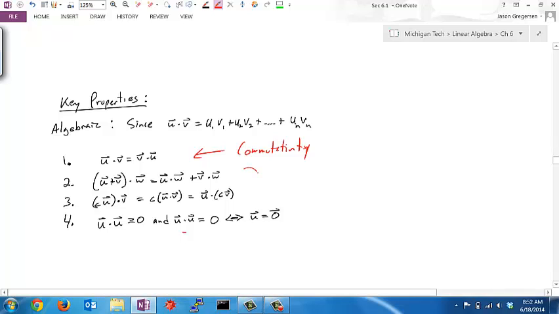Now what about the next 2? The next 2 I can kind of pair together, actually. I can say the first one is kind of a distributive property, and the second one is an associative property of scalar multiplication. But they're actually kind of more than that. They tell me something else about this operation of the dot product. Dot product is acting on certain vectors here. And so if it acts on the sum of the vectors, the result is the sum of the dot products.